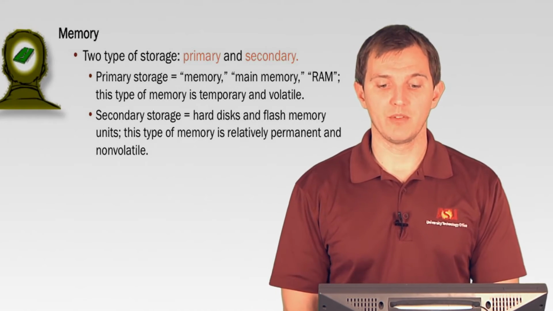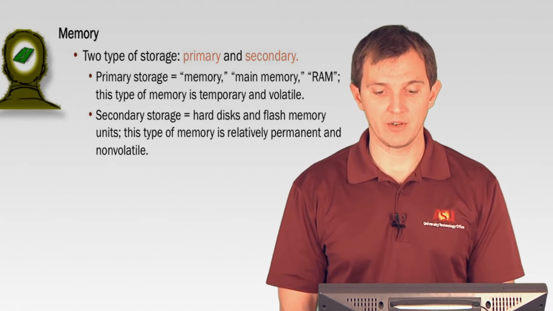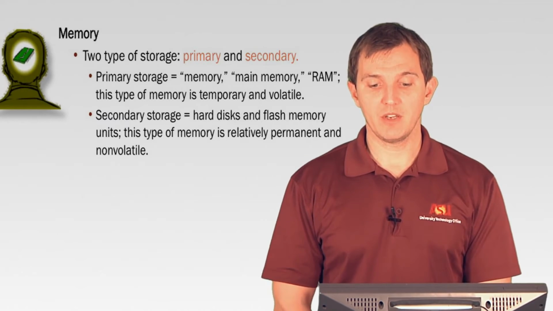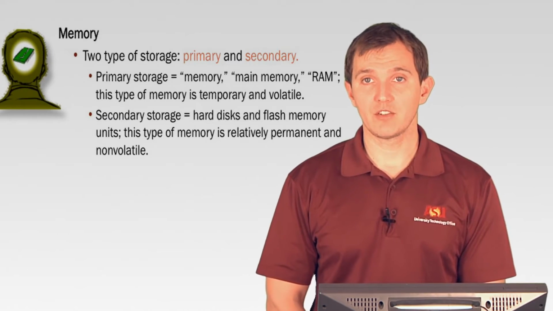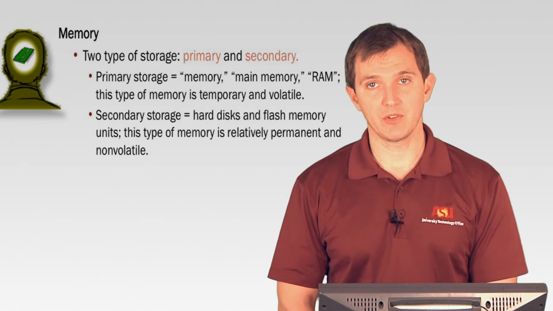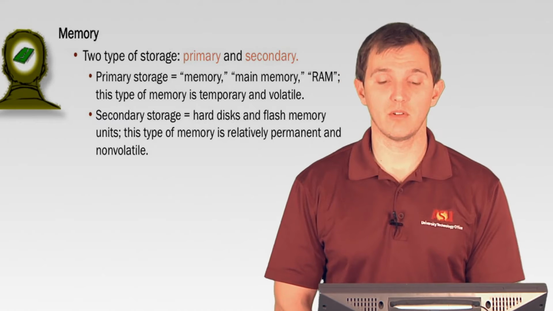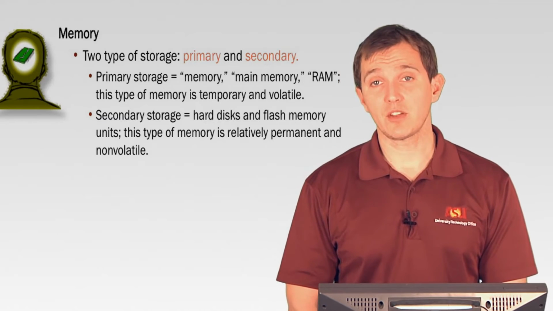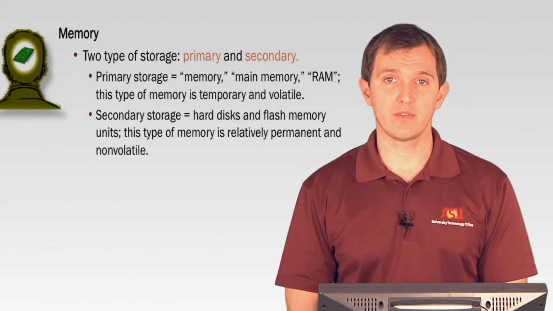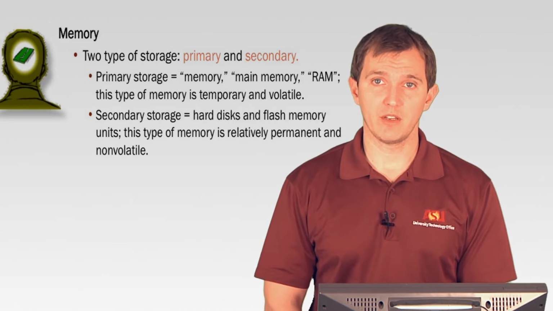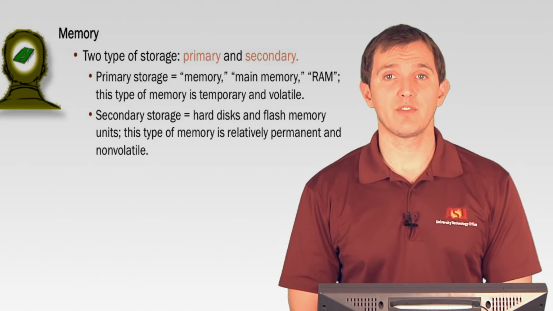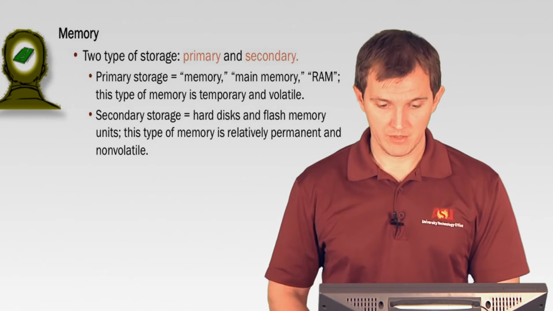Memory, two types of storage. We have primary and secondary. Primary storage is the main memory, and it is temporary and volatile. This is like the RAM, as we've said. You can fill it full of those temporary instructions, but when you turn off the power, it is all lost. On the other hand, we have secondary storage, which would constitute your hard drive or a flash drive or something like that, anything that continues to hold the data after the power is lost.